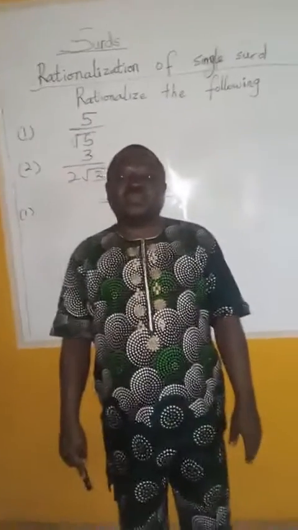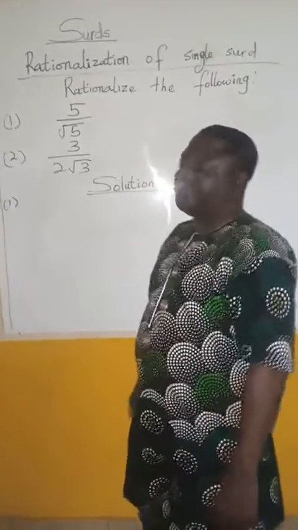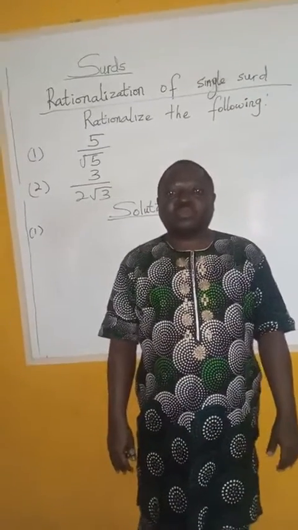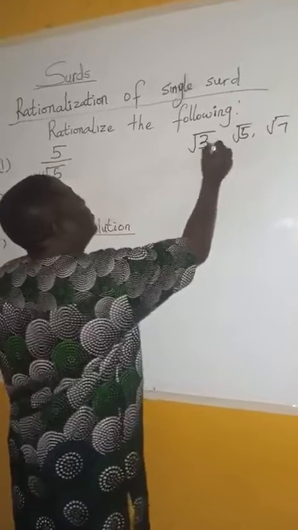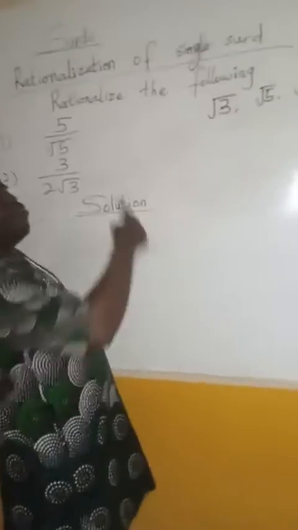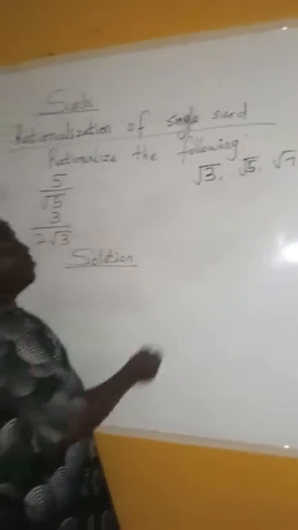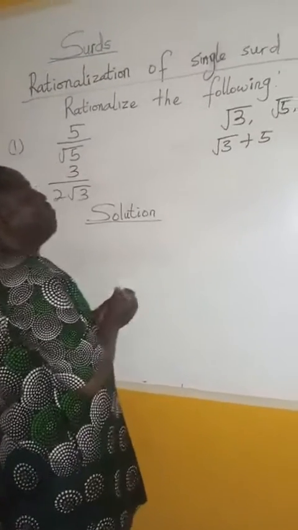Today we want to discuss another concept on surds, and that is rationalization of single surd. Rationalization of single surd. What do I mean by single surd? Single surd is root 3, root 5, root 7, and so on. These are single surds. But when a surd is combined with a constant or another surd, then it becomes a compound surd. For instance, if I have root 3 plus 5, then I will call this a compound surd.